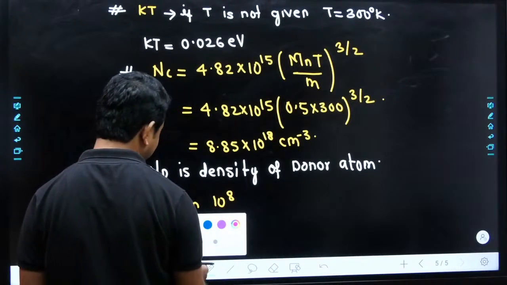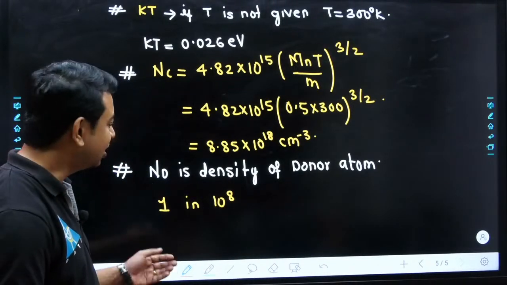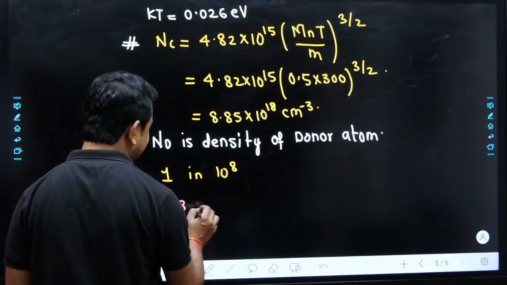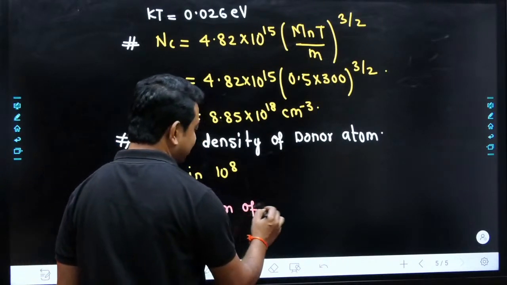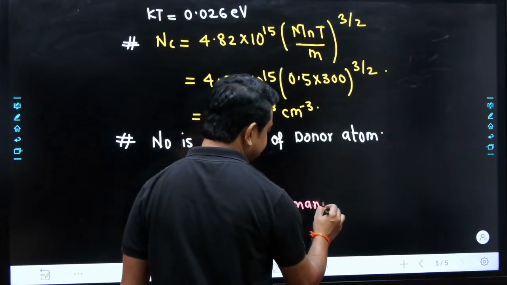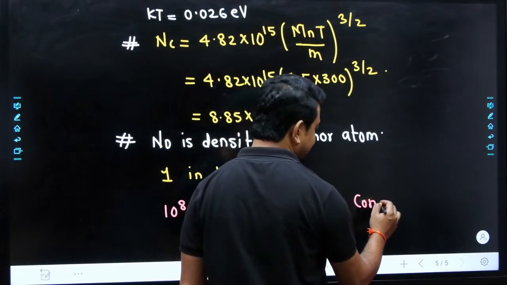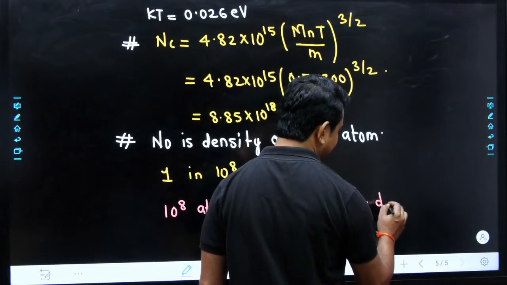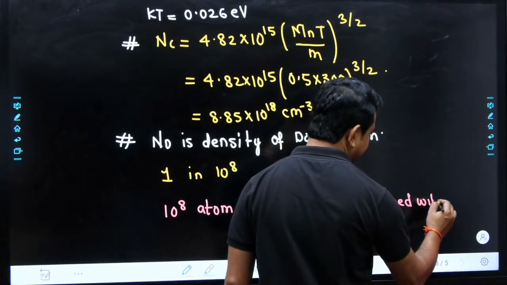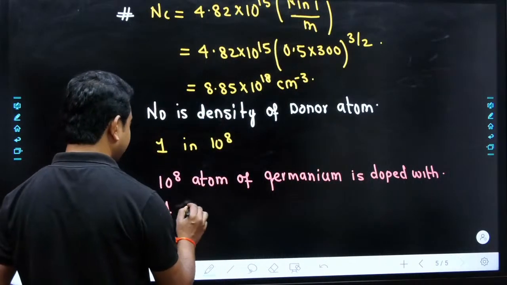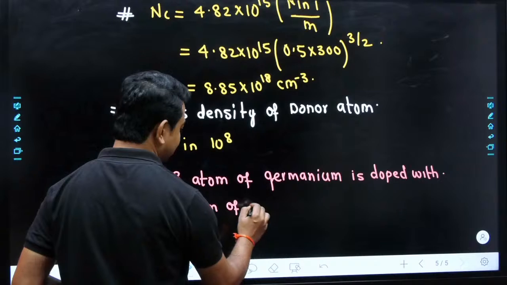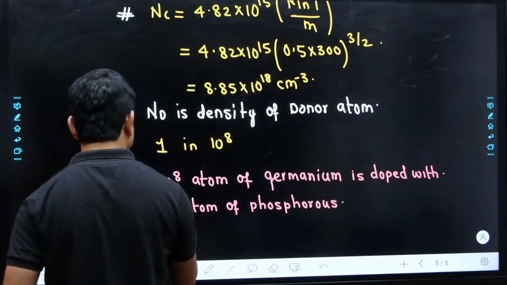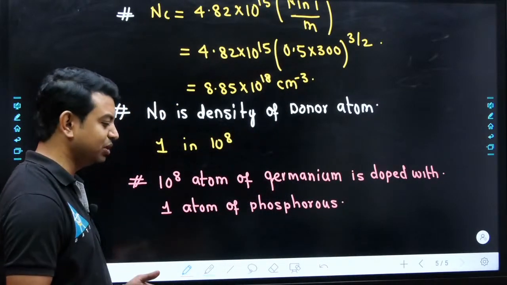What is the meaning of this one? Most of the students don't know the meaning of this one. Now they are going to know. 1 in 10 to the power 8 means 10 to the power 8 atoms of germanium is doped with 1 atom of phosphorus.